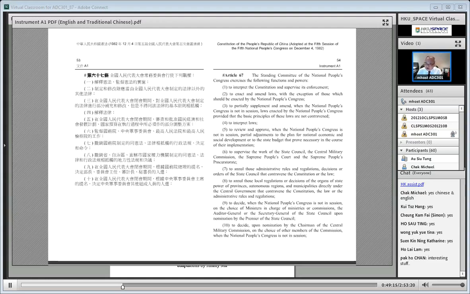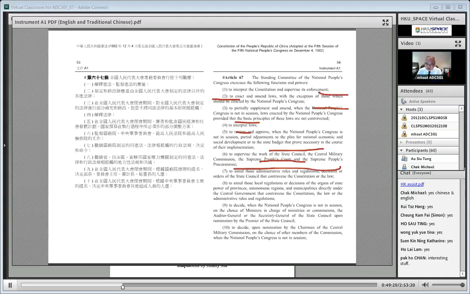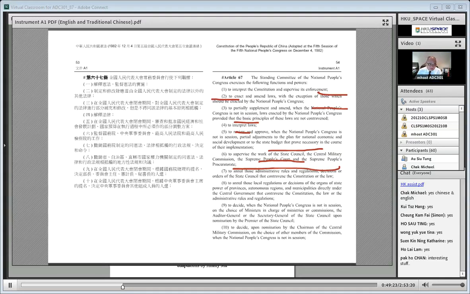But interestingly, it has the power to interpret. I don't know why I have got this problem. They interpret. Okay. There's something. Well, I want you to look at this one, the interpret law. I don't know why I'm not able to. Yeah, that's right. Interpret law. Do you see this one?